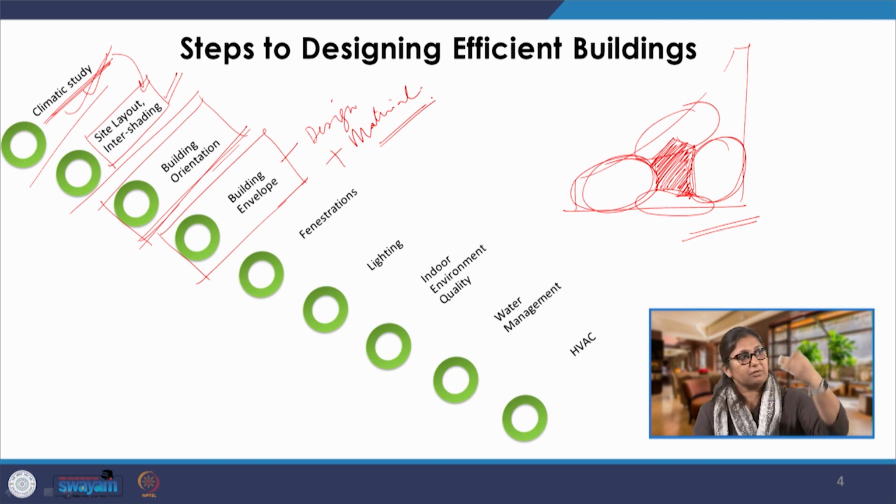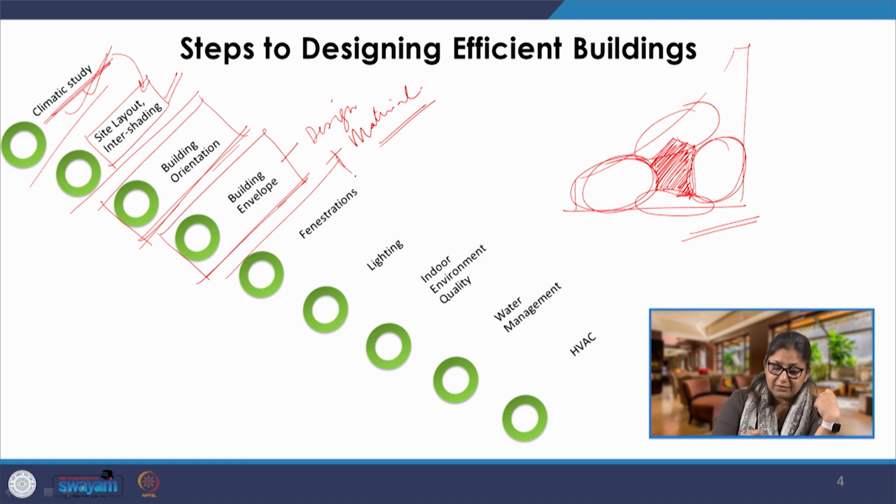We may want a very smooth surface, not for aesthetic purpose, but for a functional requirement, while certain other times we might need a rough surface. What are the materials that support this intent? So, this is the building envelope that we design.